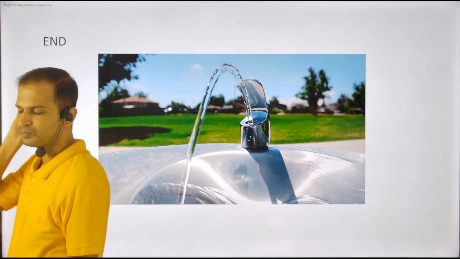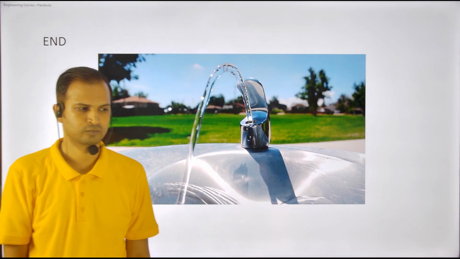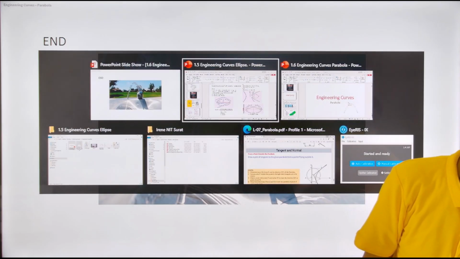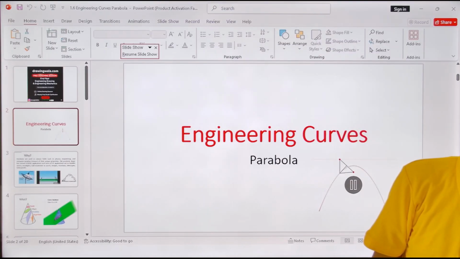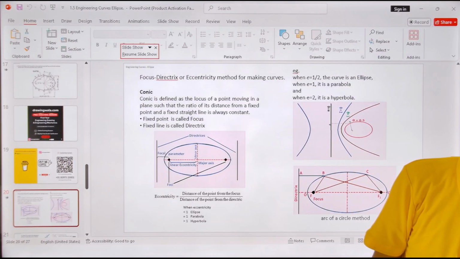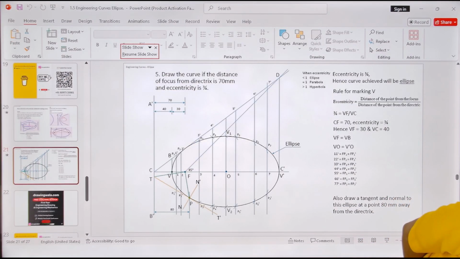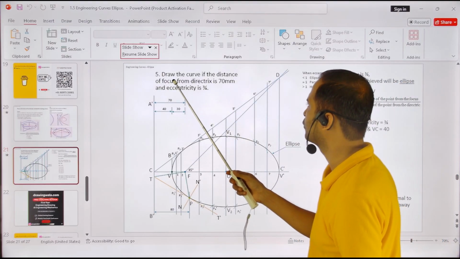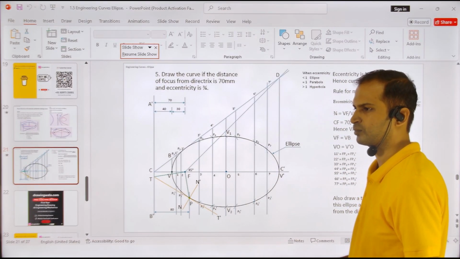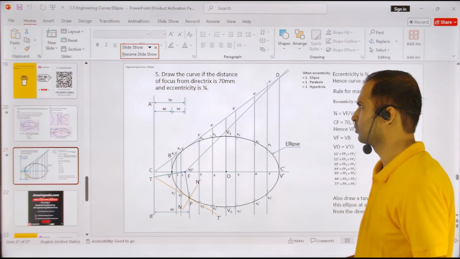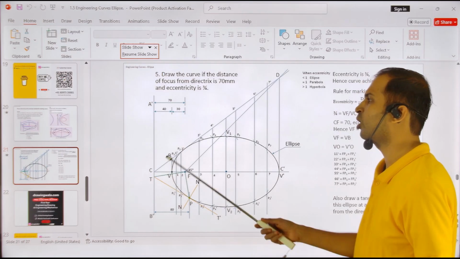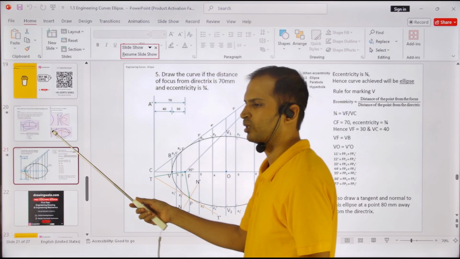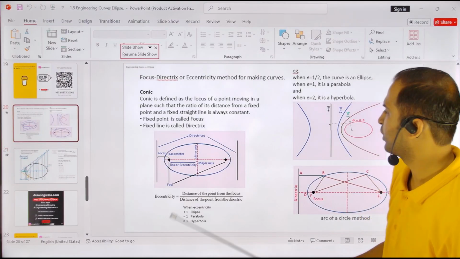What do you want to study next? Tangent for ellipse. Let's see if I have tangent. I think we have done tangent for the ellipse by the focus directrix method. So we had not done this, right? I think we were studying this and then we just left off here. We were discussing this, right?